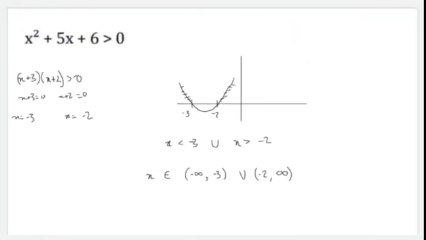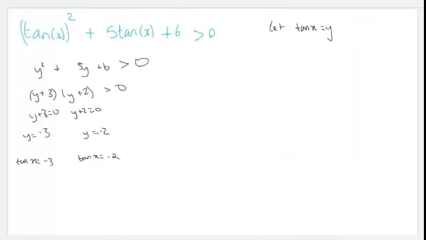So just looking back, for the previous one, we had x must be less than -3, x must be greater than -2, for the quadratic inequality x squared plus 5x plus 6 is greater than 0. This is essentially the same inequality, just instead of it being x, it's now tan x. So whatever held true for x in the previous question must hold true for tan x, because it's just been replaced. Does that make sense? No.